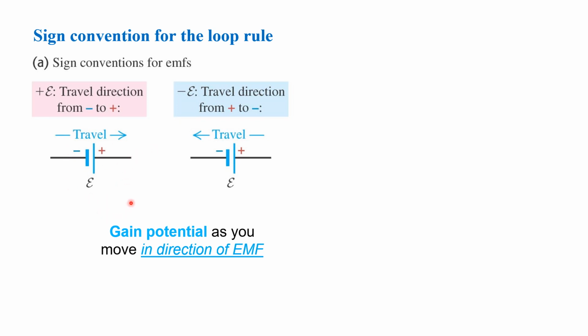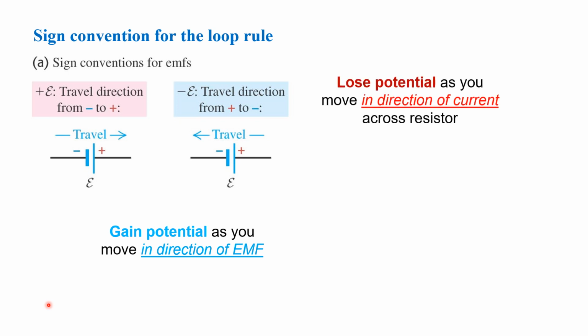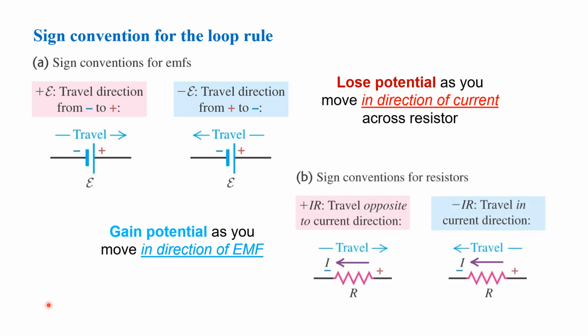So in your equation later, if you travel this way, you have an EMF that is positive. And your EMF is negative if the travel direction is from positive to negative. So if you travel from the opposite end, from positive to negative, you have a negative EMF in your equation. And you gain potential energy as you move in the direction of your EMFs. Just remember this one: you gain potential energy as you move in the direction of your electromotive force. And you lose potential as you move in the direction of a current across a resistor.